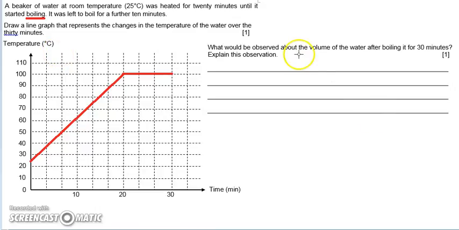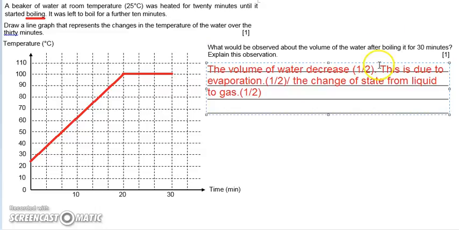Now we've drawn the line. So what would be observed about the volume of water after boiling it for 30 minutes? And explain your observation. So the volume of water would decrease, right? Why would the water volume decrease?